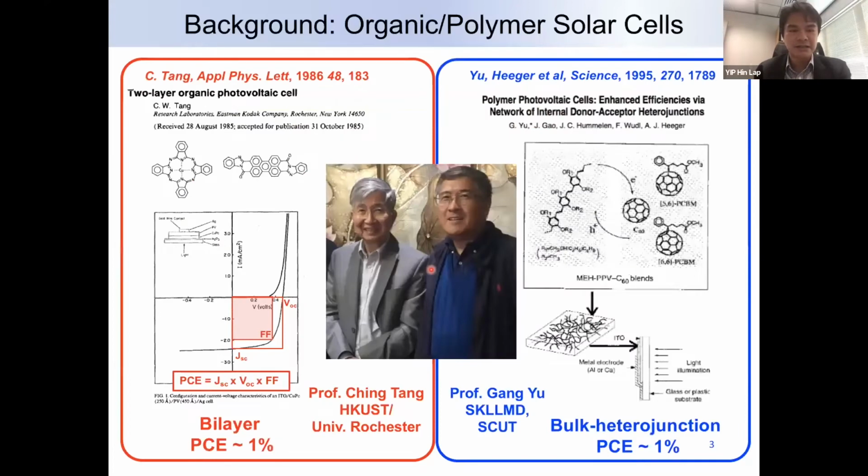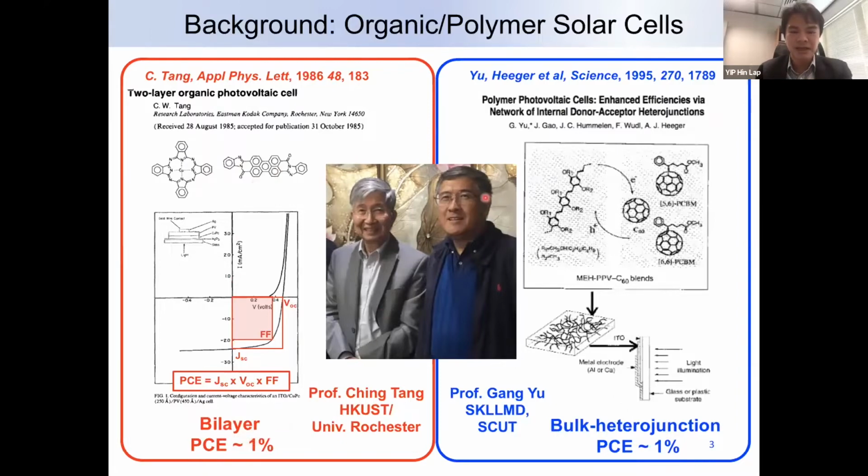So let's take a look at the background. It's about 35 years ago for the first demonstration of organic solar cell. At that time, Professor Ching Tang, who is also the inventor of OLED, tried to make a bilayer organic solar cell based on donor type and acceptor type material, forming this PN junction similar to inorganic solar cell. And then he successfully got performance up to 1%.